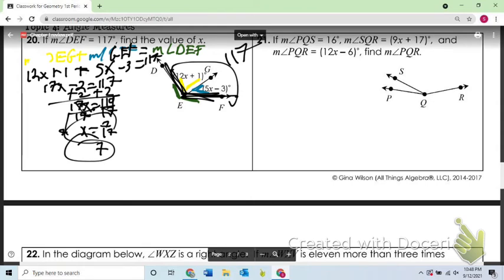And that's all we have to find. So next, on this one, same deal. We have a yellow angle, a blue angle, and the big outside one is a green angle.